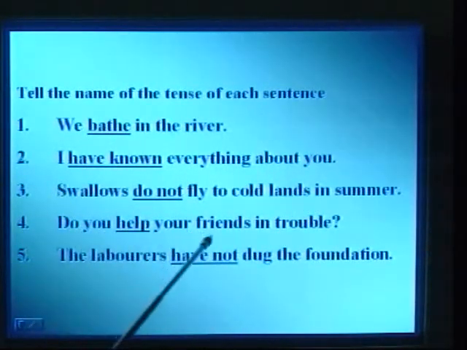Do you help your friends in trouble? Then again this is a simple sentence, simple present tense. Why? But do is also there. This is taken for making an interrogative simple present tense. The laborers have not dug. This is a V3 form of dig, and you have. So negative present perfect tense is this. Laborers have not dug the foundation. I hope it is clear.